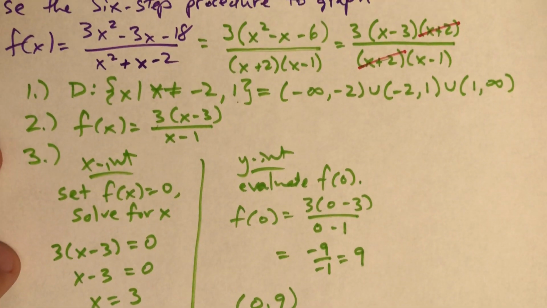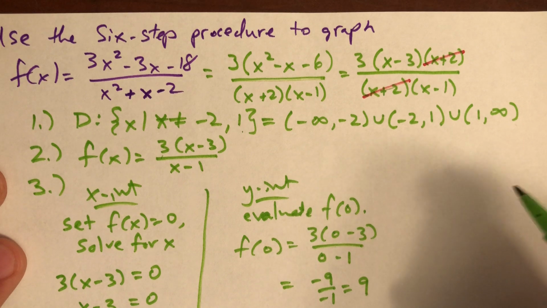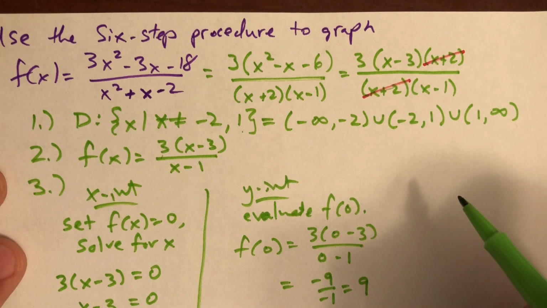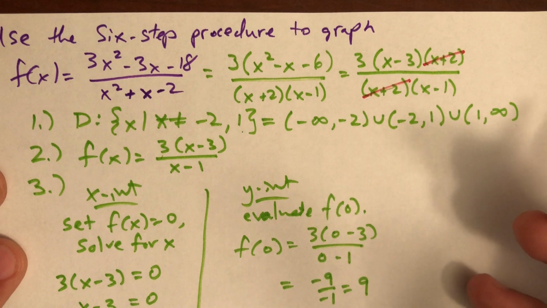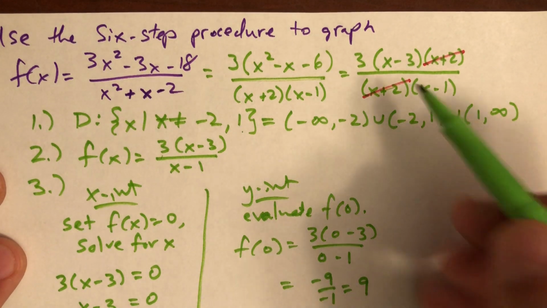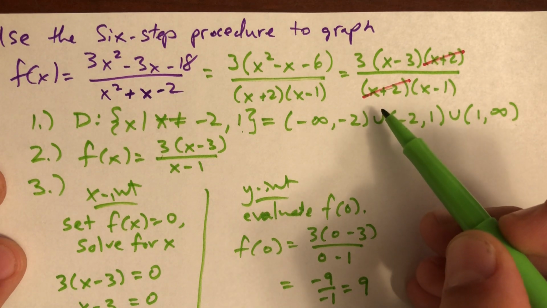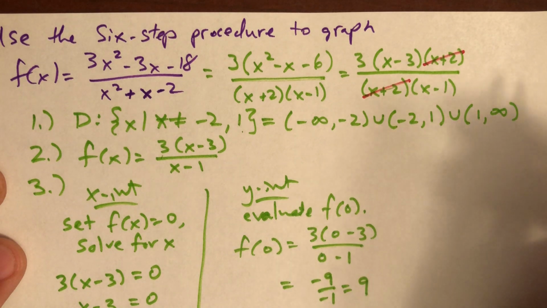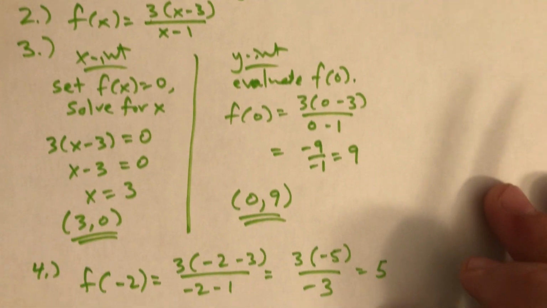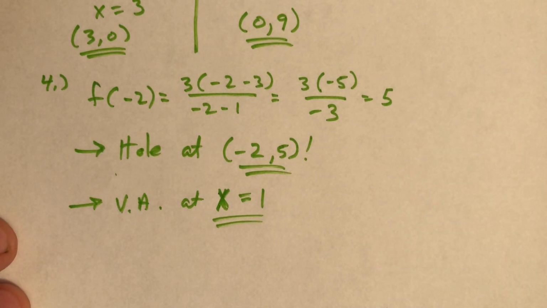So again, this came from initially our domain restrictions were our candidates for these things, and whether or not it represents a hole or a vertical asymptote is whether or not that domain restriction got canceled out, right? When we cancel it out, that's going to give us a hole in the graph, and when it remains and it's not canceled out, that's going to be that vertical asymptote for you. Okay, so that was step 4.